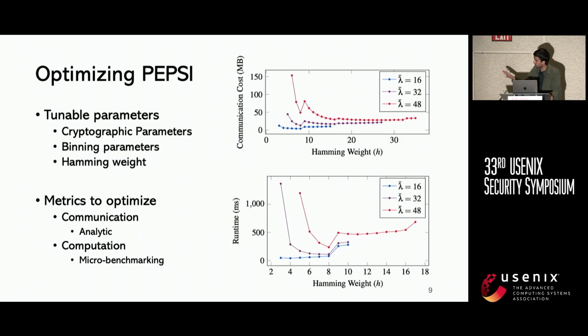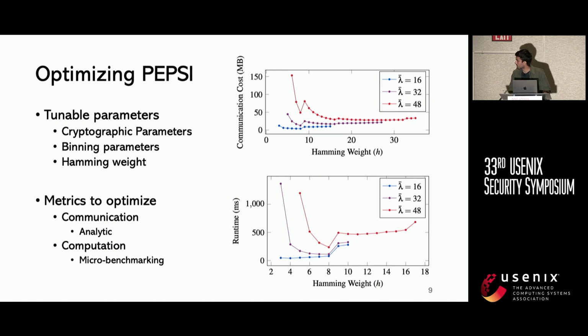But the problem is we still have to parameterize all this because now we've introduced some extra complexity. There are of course the parameters that existed before, like the cryptographic parameters and the binning parameters, but on top of that now we have the Hamming weight, which is a property of this equality operator. So I'm going to specifically explain how to manage that parameter. The metrics we would want to optimize as we're choosing the parameter are the communication cost, which is easier to analyze because you can compute it analytically, but we also want to minimize the computation as much as we can, which is a bit harder, and we do that through micro-benchmarking specific steps to isolate the effect of the Hamming weight on the runtime.